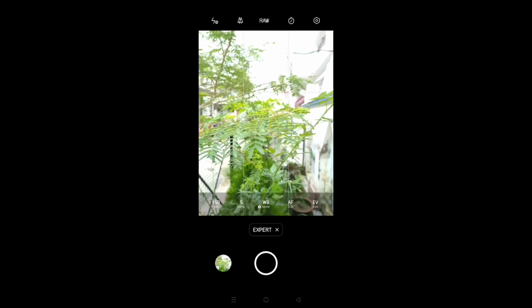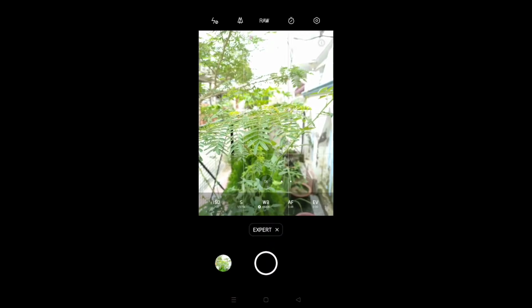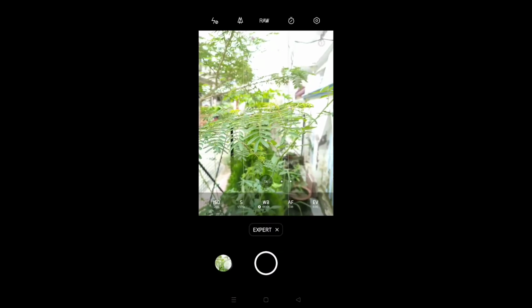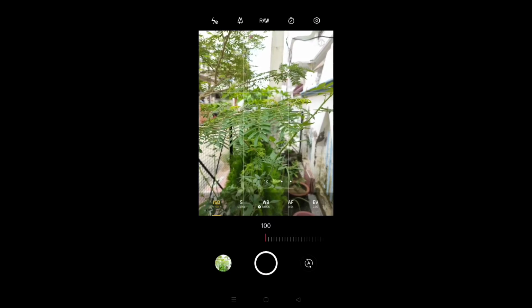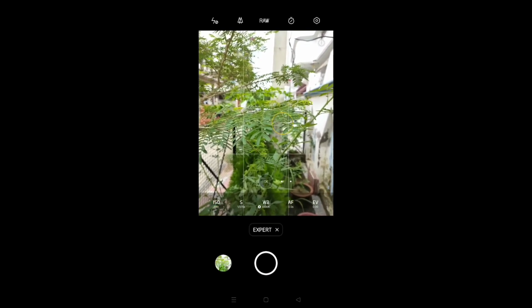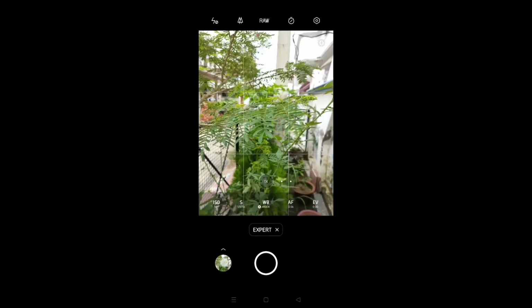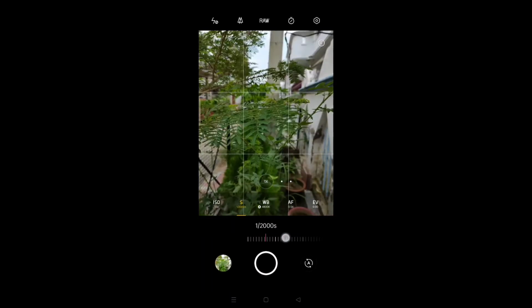This time I will try to click this again by lowering the ISO a bit. This image is better than the previous one. Now I will decrease the ISO to its lower limit, that is 100 in my phone. This picture is beautiful.